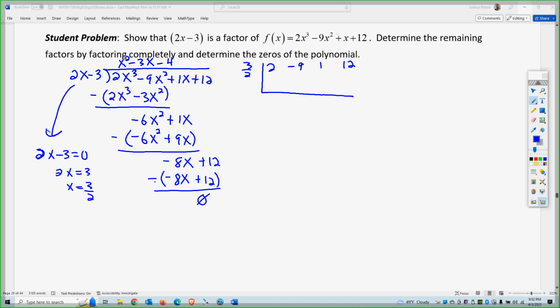All right, so I'm going to add, and I'm going to multiply. 3 halves times 2 is 3. I'm going to add, I get negative 6. I'm going to multiply. 3 times 6 is 18, divided by 2 is 9. I'm going to add, and multiply. 3 halves times 8, so that's 24, divided by 2 is 12. So that went in perfectly, okay?